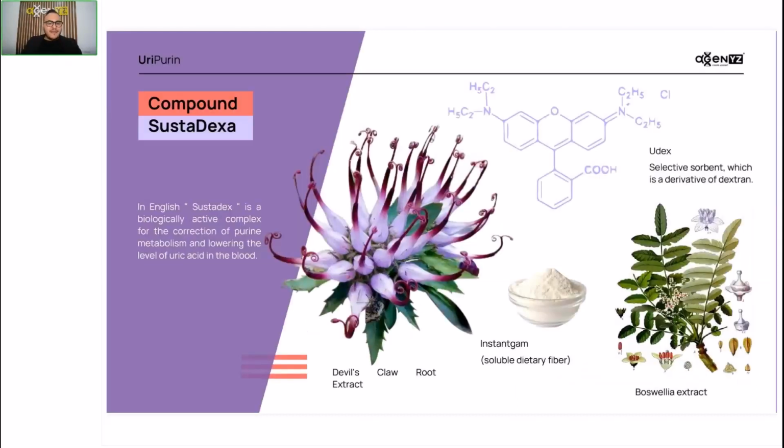The first compound is UDex. Basically, it's a biologically active complex for the correction of purine metabolism and lowering the level of uric acid in the blood. It's a mixture of devil's claw root extract, instant gum, and Boswellia extract. UDex is a selective sorbent, which is a derivative of dextran.